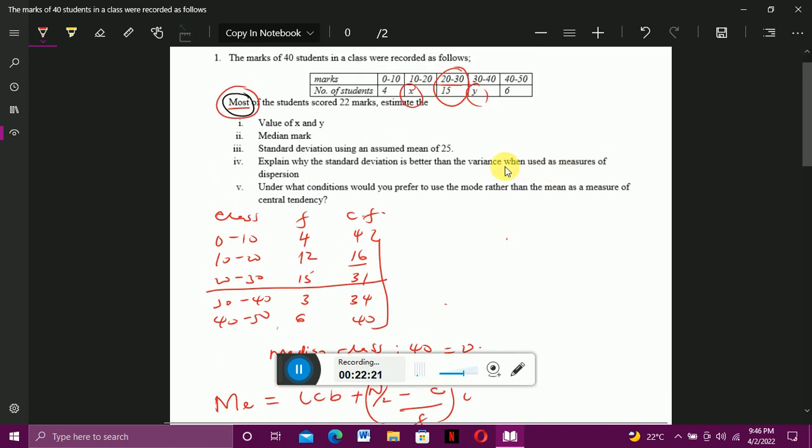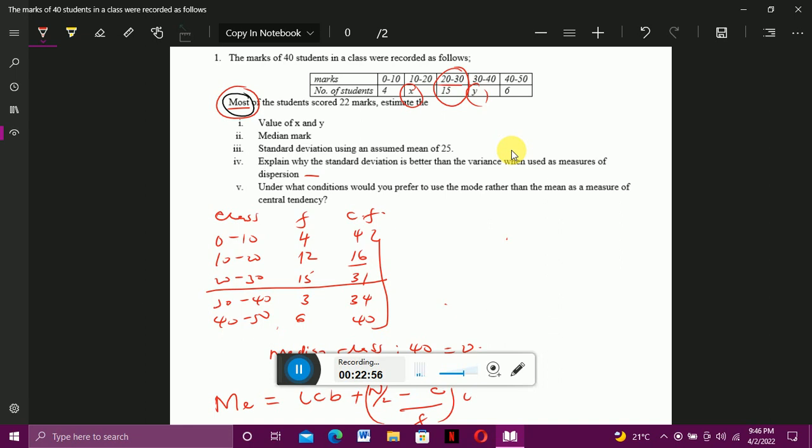Allow us to conclude by answering these questions. Explain why the standard deviation is better than variance when used as measures of dispersion. The standard deviation is better than variance because variance is given in square units, which are hard to understand and interpret. So the standard deviation is easier to understand and interpret because it's given in terms of the units of the data.